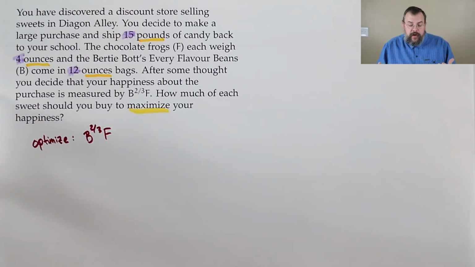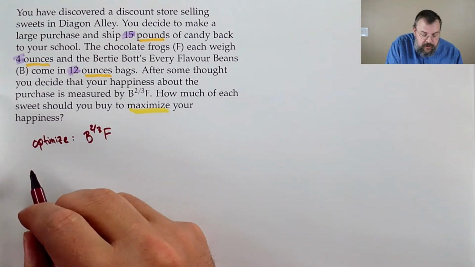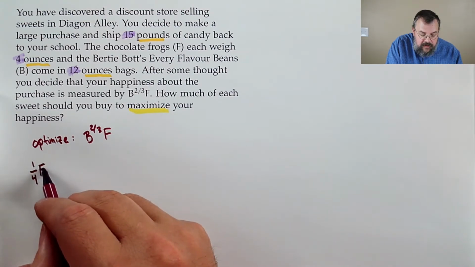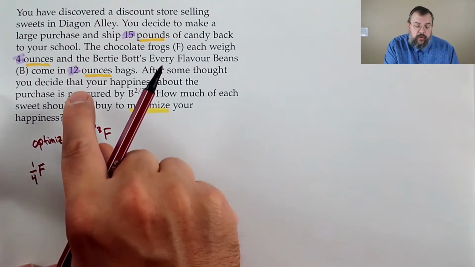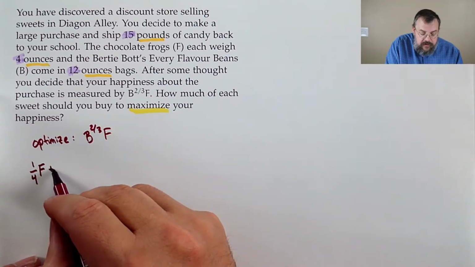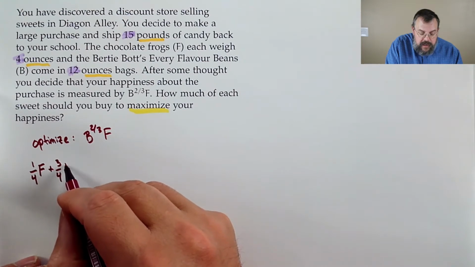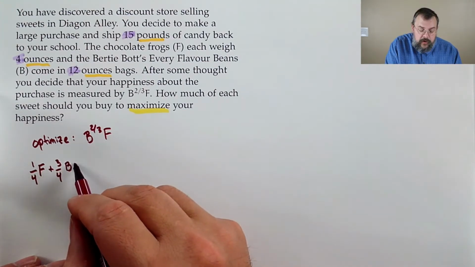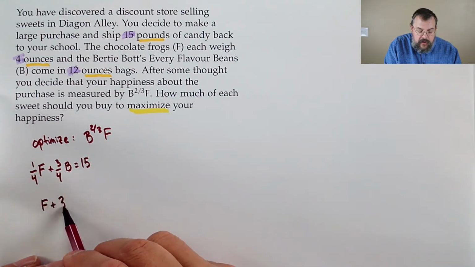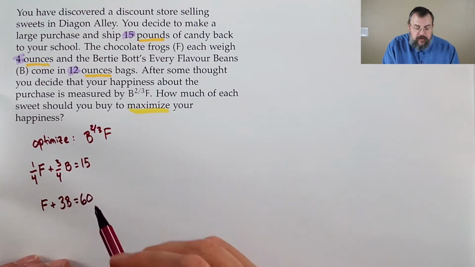So here we go. Let's use this information. However many frogs we buy, the contribution to the weight of the frog is 4 ounces per frog. Now, 4 ounces is 1/4 of a pound. There's 16 ounces to a pound. So if we write it in terms of pounds, we'll have 1/4 pounds per frog. So that's how much our weight is from the frogs. 12 ounces, well, that would be 3/4, 12 over 16. So we'll have 3/4 times our beans. That's the weight of our beans. And our total weight we know is going to be 15. Or we could say that F plus 3 times B will be equal to 60.